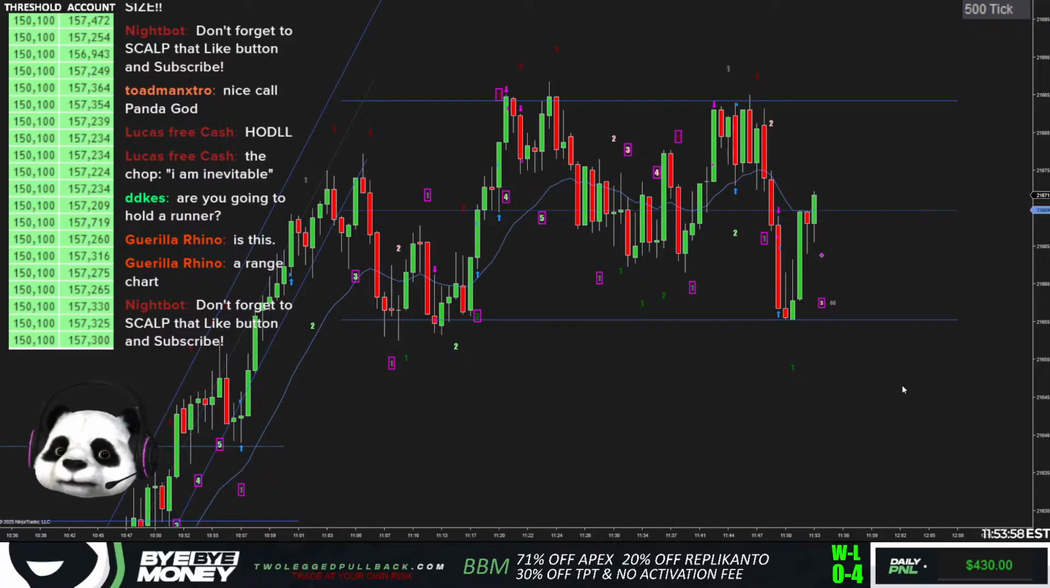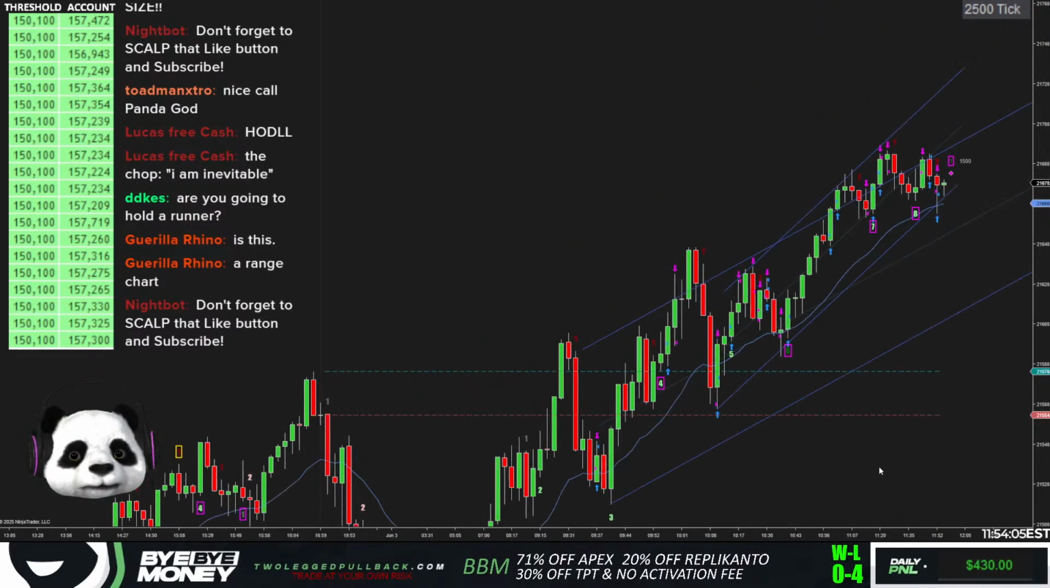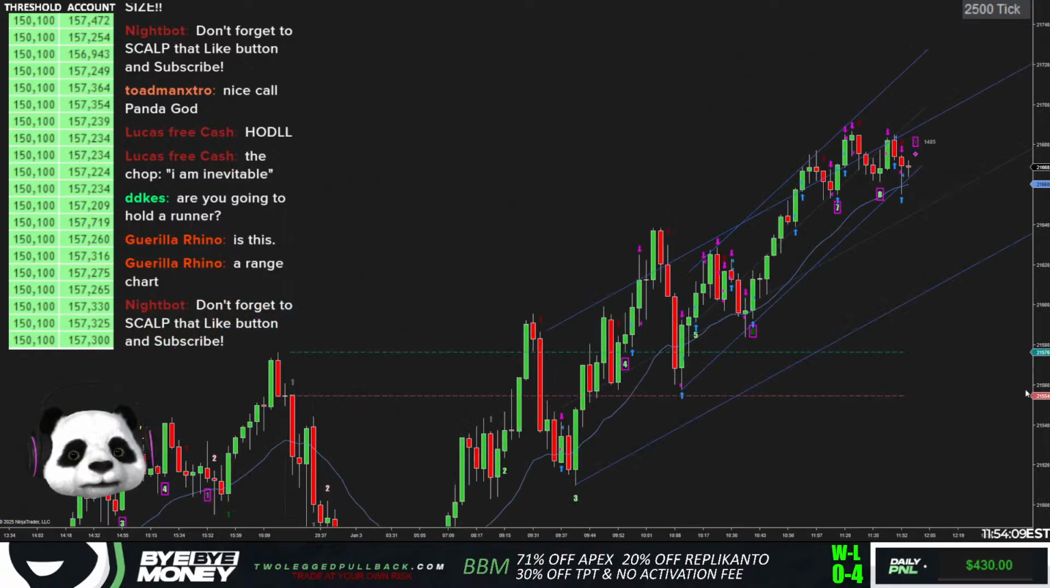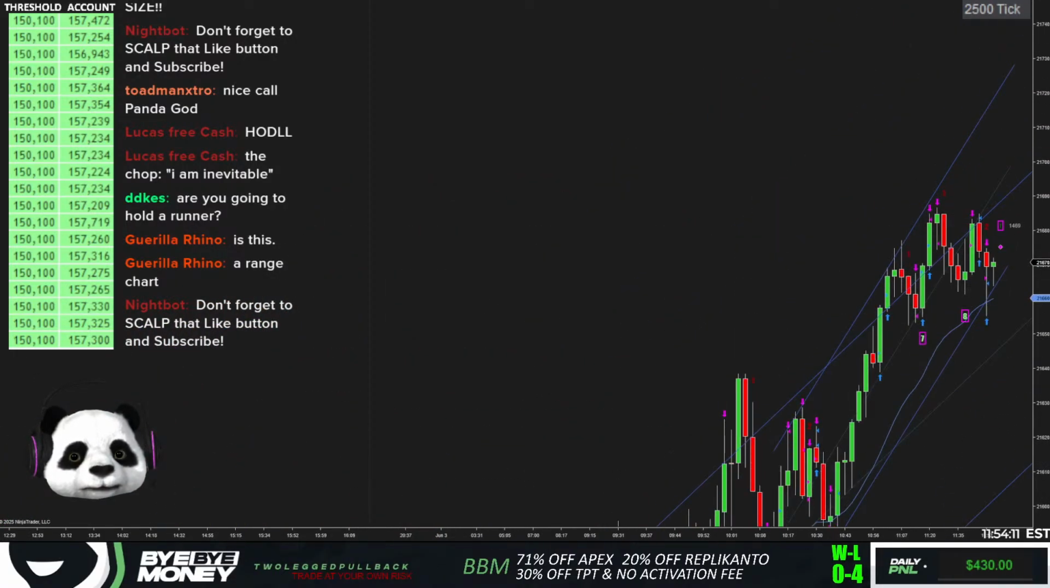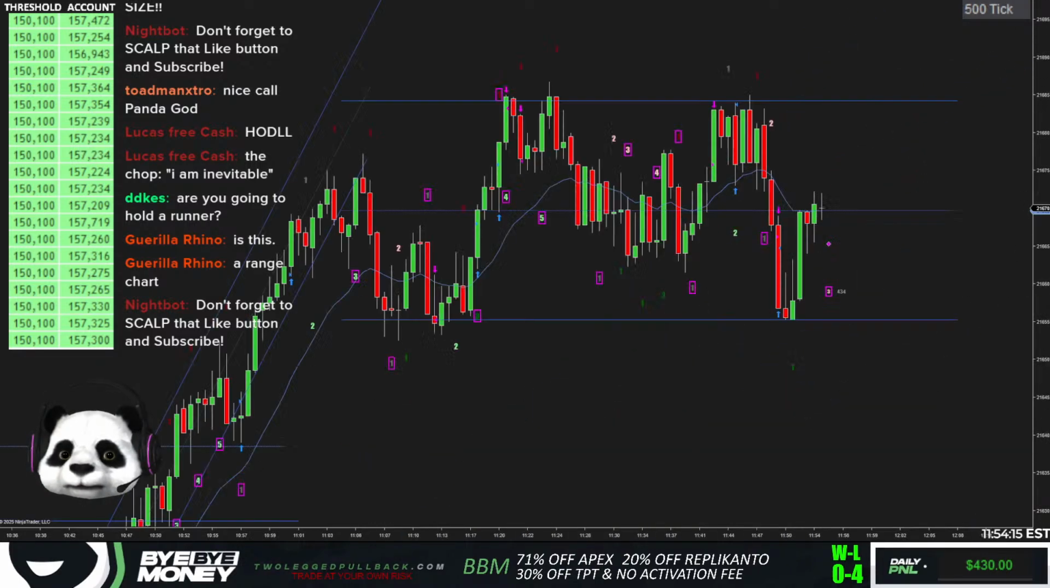Second entry long on the 2500 tick chart. Does it mean much? I don't know. It's coming off a trend line, but it's also pinched at the top of a channel here. And looking at the price action on the lower time frames, do I really feel like this is going to do much? Not really, not at all. I really don't think it's going to do anything. But I have no clue.